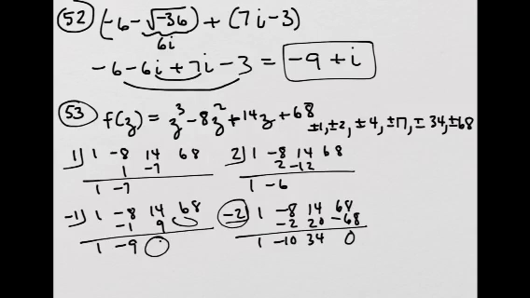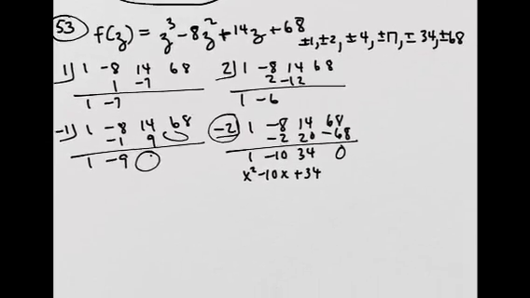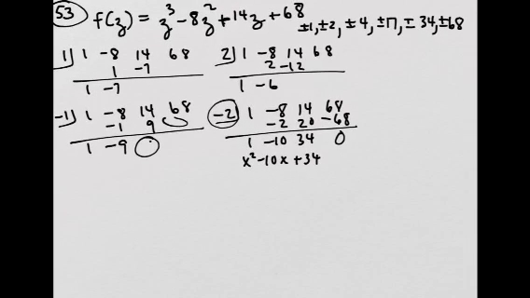The negative 2 worked. So remember, the 1, negative 10, 34 is x squared minus 10x plus 34. Okay, so you're looking for factors of 34 that add up to negative 10, and those don't exist. So when that happens, you have to use, not completing the square, you have to use the quadratic formula. So I'll move this up a little bit so we can do that work here.